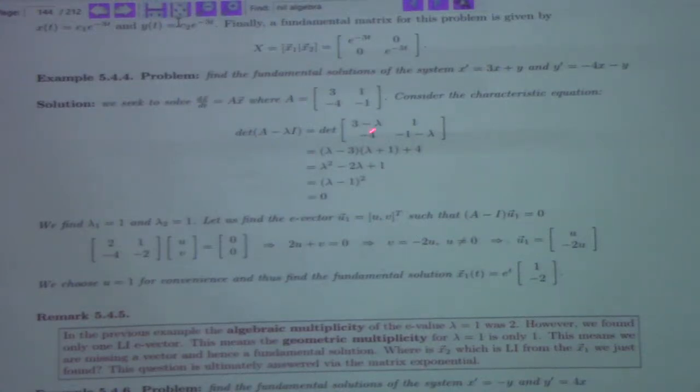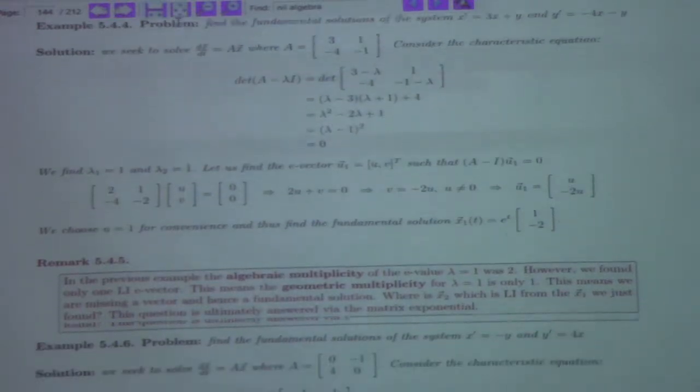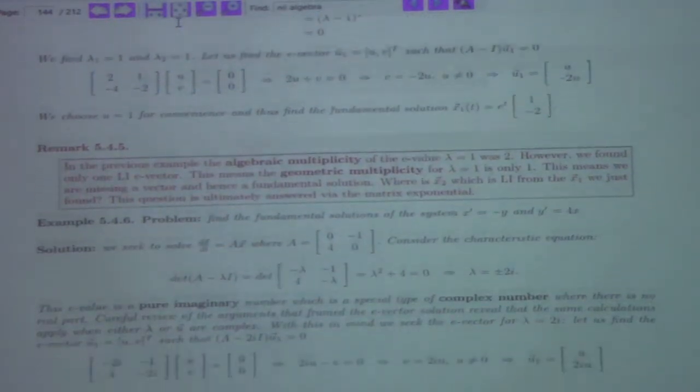The reason for that is that this matrix is not diagonalizable. There's not enough eigenvectors to diagonalize this matrix. The algebraic multiplicity of 1 here is 2, but the geometric multiplicity is just 1 because there's just 1 eigenvector, is another language you could use. So what do we need to do about that is the question, right?